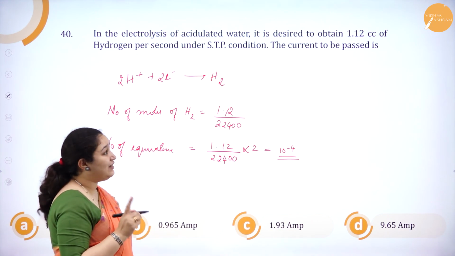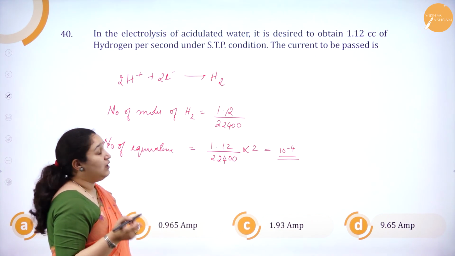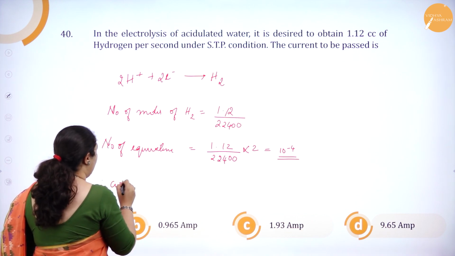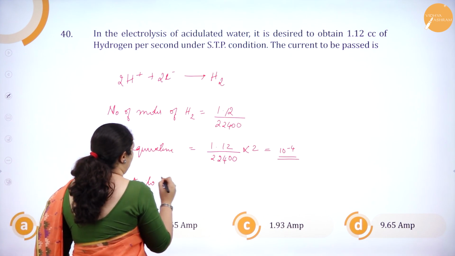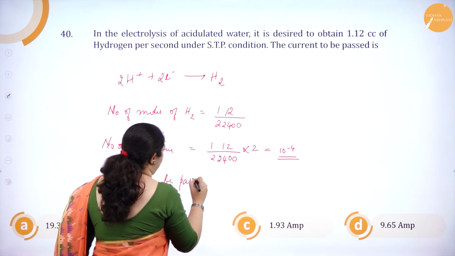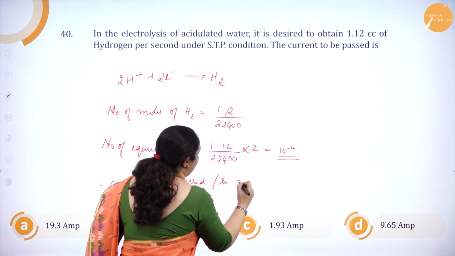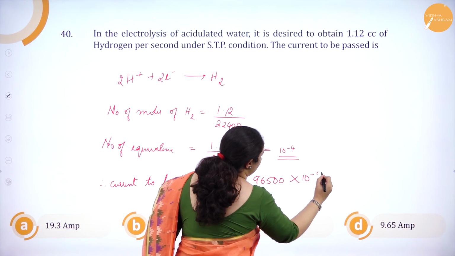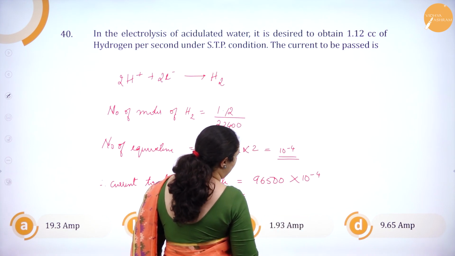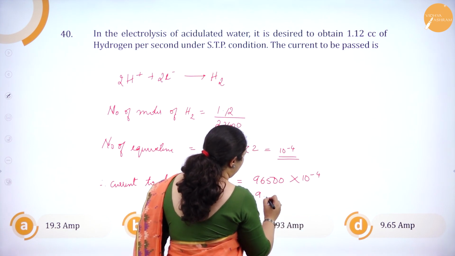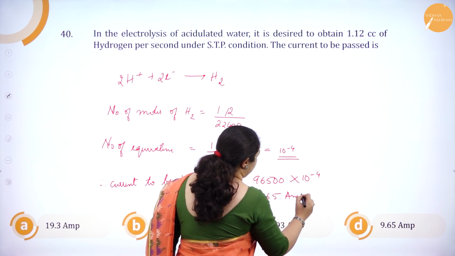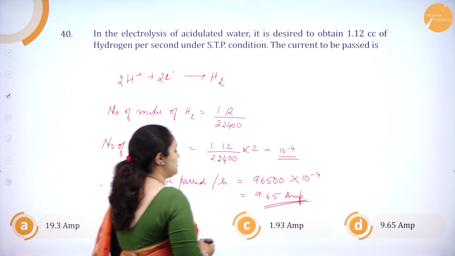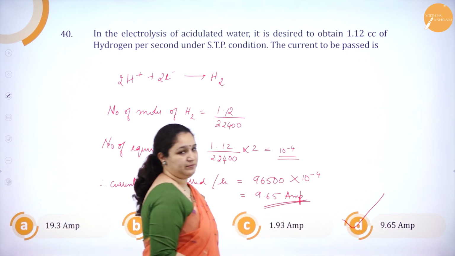I have to calculate the current to be passed per second I want. So therefore, current to be passed per second is 96,500 into 10 to the power minus 4. So this will be equal to 9.65 amperes. Okay. So the answer is 9.65 amperes, which is option D.